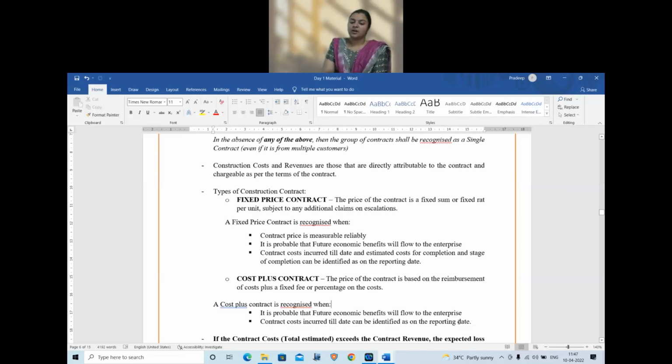So for a cost plus contract, the rules are only two. It is probable that the benefits will flow to the enterprise. Costs incurred till date can be identified. You cannot estimate future costs. I cannot estimate the total cost. So I can only find out whatever is the actual cost incurred till date. So for a cost plus contract, only two rules: future economic benefits and, second, cost incurred till date shall be identifiable. So clear distinction. Remember, for a fixed price contract, the estimate should also be available, whereas for a cost plus contract, that is not required. Make a note of these 2 points.